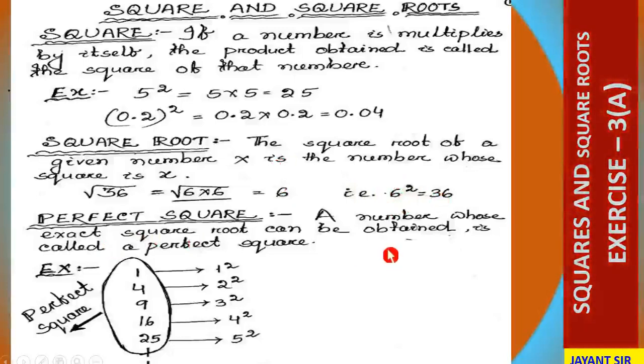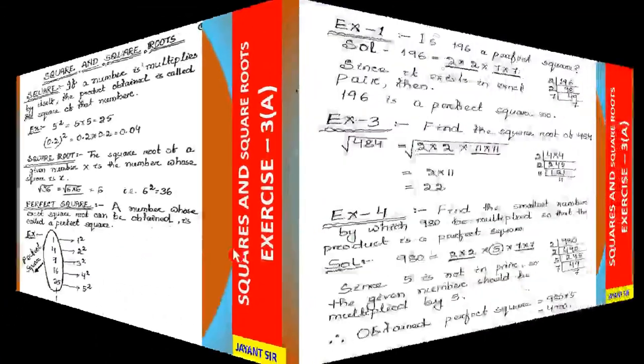Now come to perfect square. A number whose exact square root can be obtained is called a perfect square. The perfect square numbers are 1, 4, 9, 16, 25, 36, 49, 64, 81. How is it? 1 squared, 2 squared, 3 squared, 4 squared, 5 squared, 6 squared. All these are the perfect square numbers.